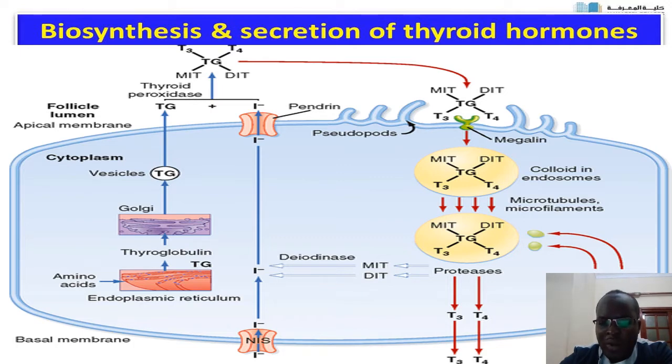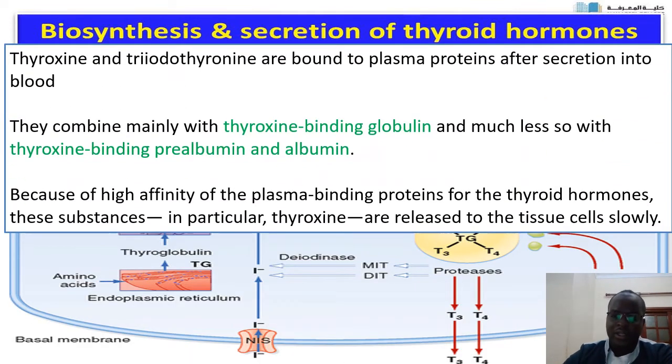Then the MIT and the DIT will be recycled. So you have a deiodination reaction taking place here. In the deiodination reaction, you have enzymes that will remove the iodine that will be recycled. Then the tyrosine amino acids can be recycled. So most of these amino acids can be recycled for the production of the thyroglobulin protein. Okay, so it will repeat itself.